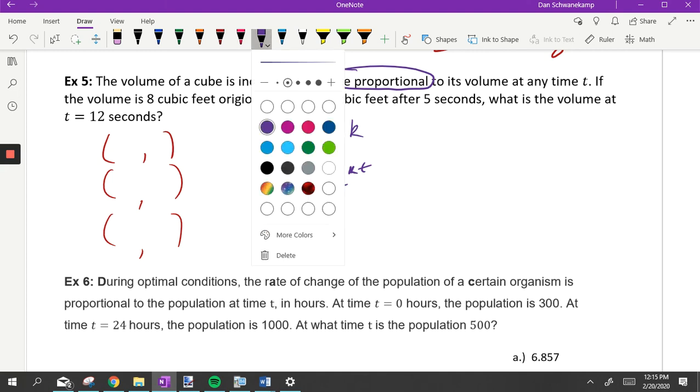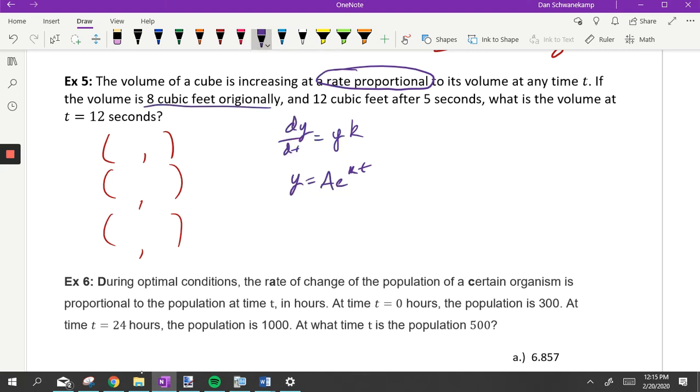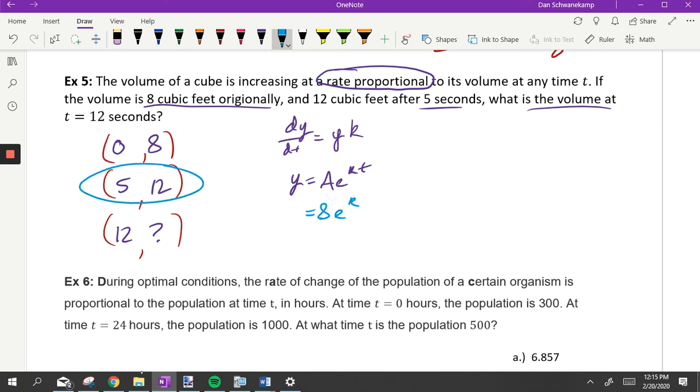If the volume is 8 cubic feet originally, then that means at t equals 0, we're 8. At t equals 5, we're 12. What is the volume at t equals 12? Those are the things we're looking for. We plug in what we know. So it's going to be 8e^k, and then I'm going to plug in a point. So 12 is going to be my ending amount, and my time is going to be 5.